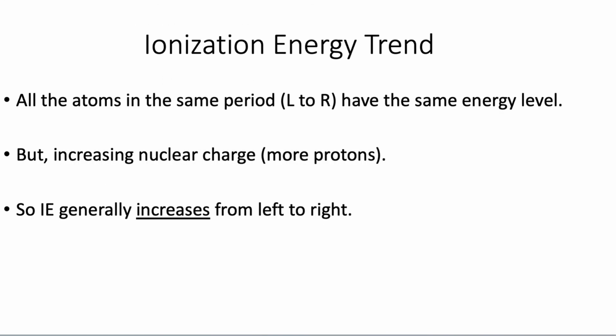So all the atoms in the same period, left to right, have the same energy level, but increasing nuclear charge, so there's more protons. So when we go from left to right, the ionization energy increases. So ionization energy increases as you go left to right, and then decreases as you go up to down.